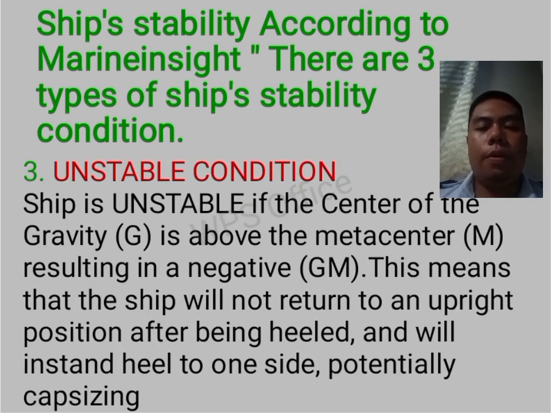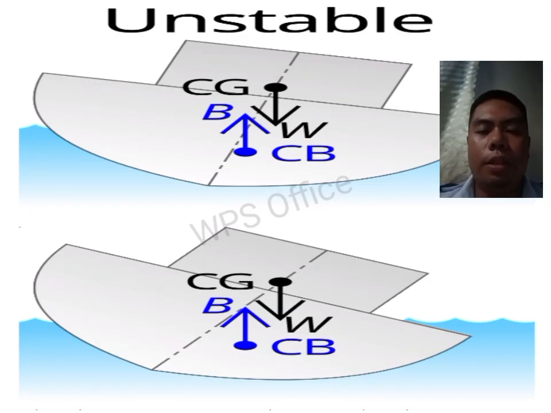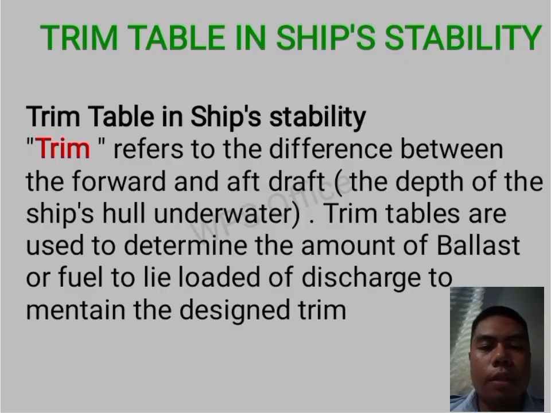A ship is unstable if the center of gravity is above the metacenter, resulting in a negative GM. This means that the ship will not return to an upright position after being heeled, and will instead heel over to one side. Trim table in ship stability.